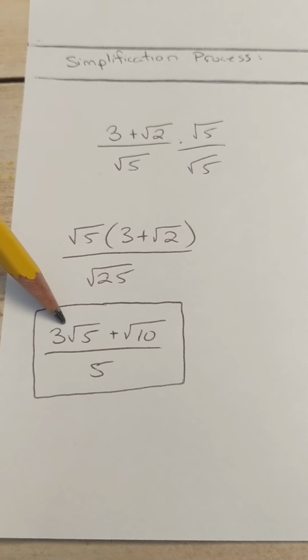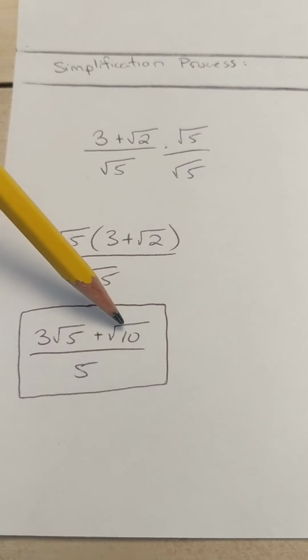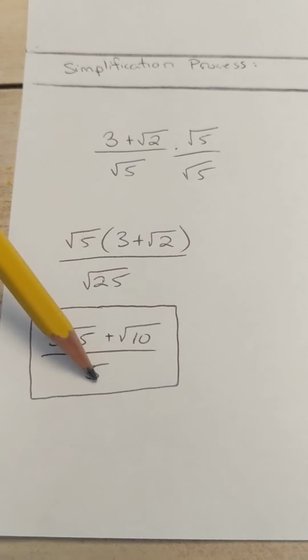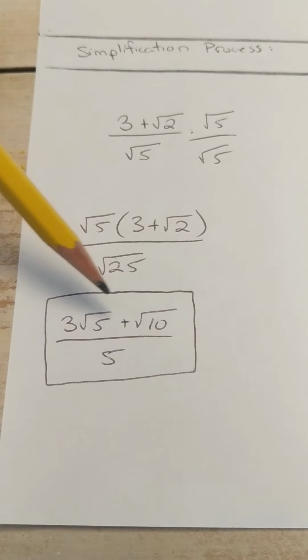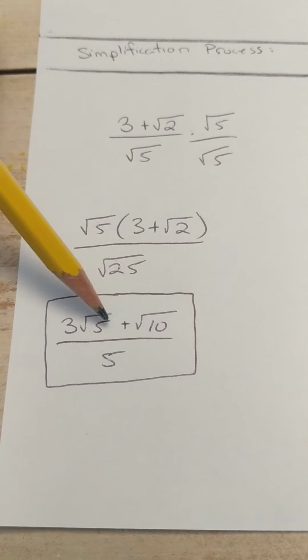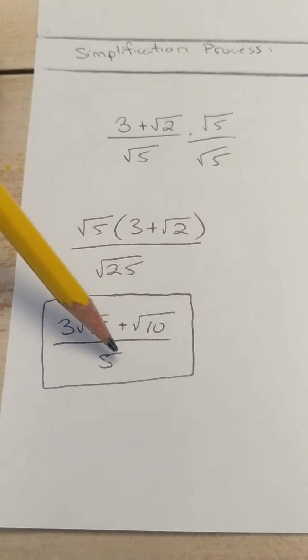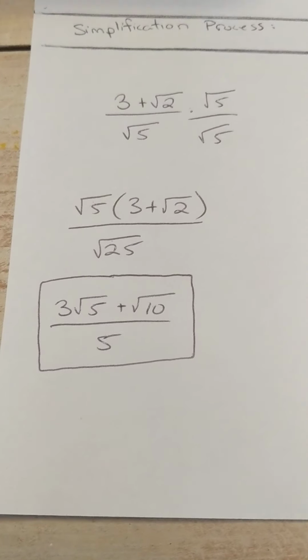And 3 times the square root of 5 is 3 root 5. Square root of 2 times the square root of 5 is the square root of 10. And then the square root of 25 is 5. I take a look at my radicands. Neither one has a perfect square factor that could come out of that radical symbol. So 3 root 5 plus root 10 all over 5 is my final answer.